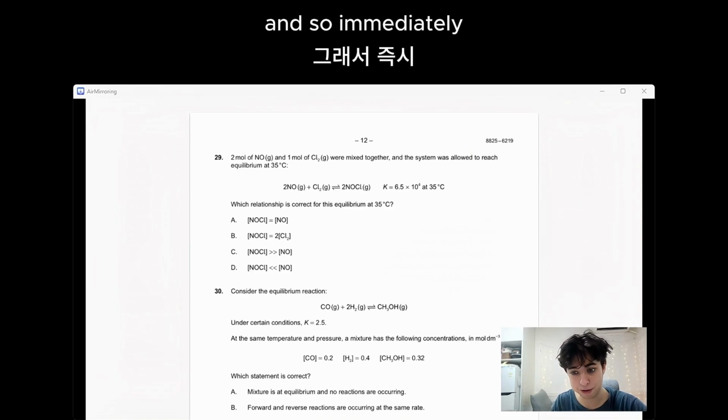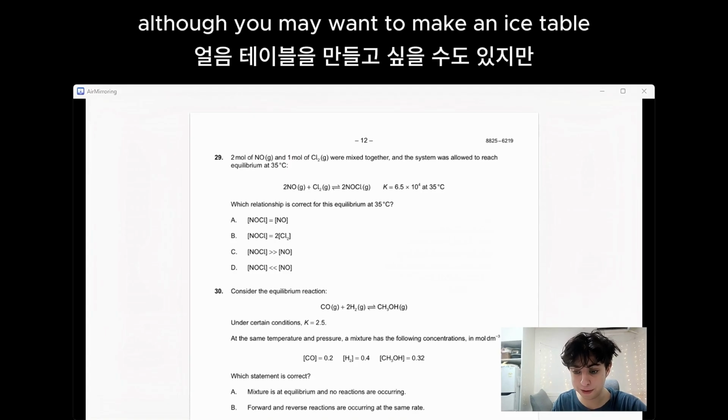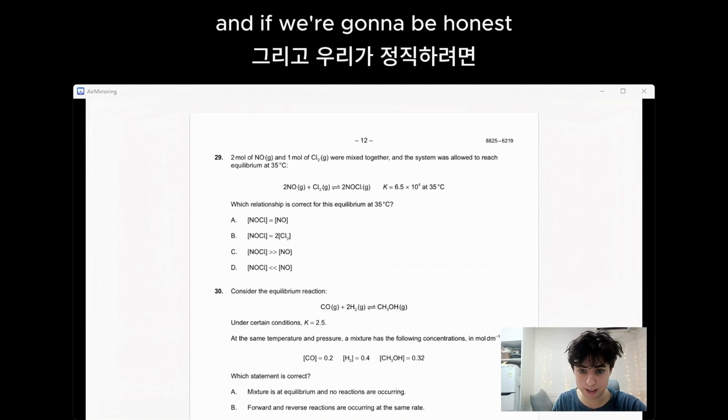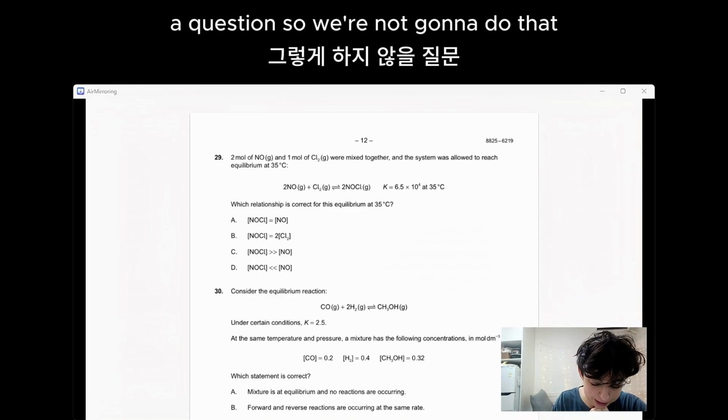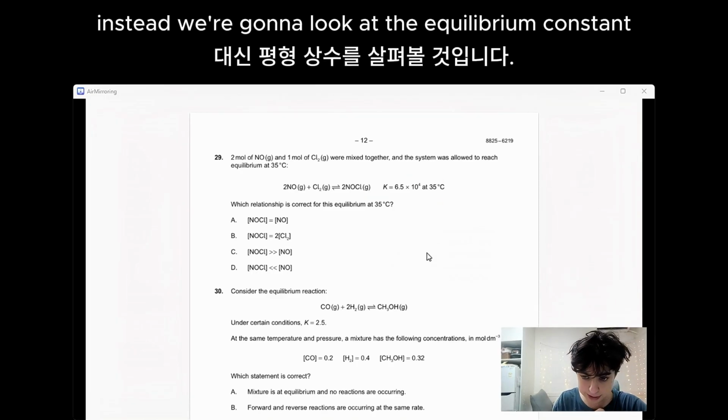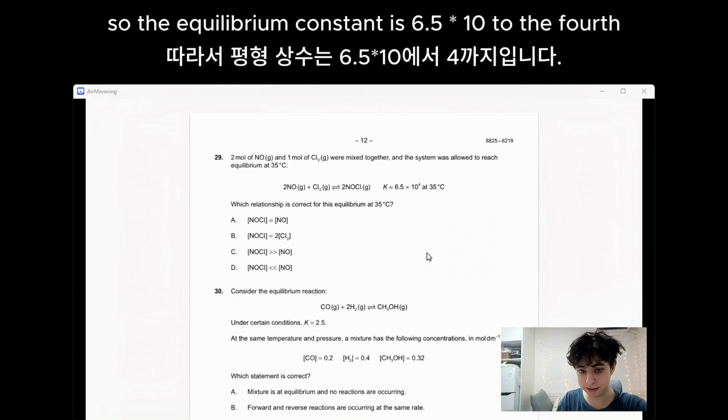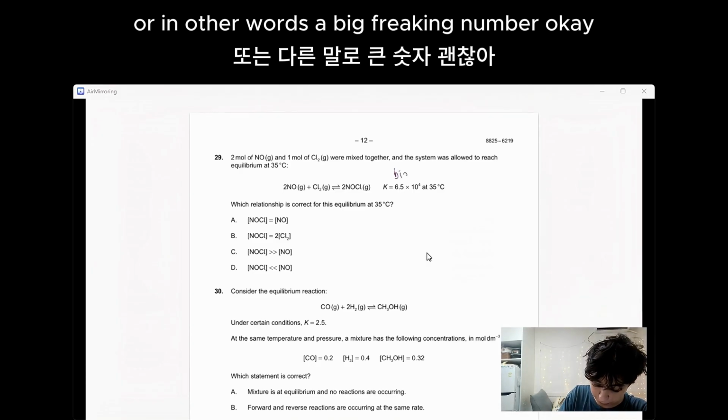Immediately, although you may want to make a nice table, you don't have to. If we're going to be honest, that's just a lot of work for a paper 1A question. So we're not going to do that. Instead, we're going to look at this equilibrium constant immediately. This equilibrium constant is 6.5 times 10 to the fourth, or in other words, a big number.